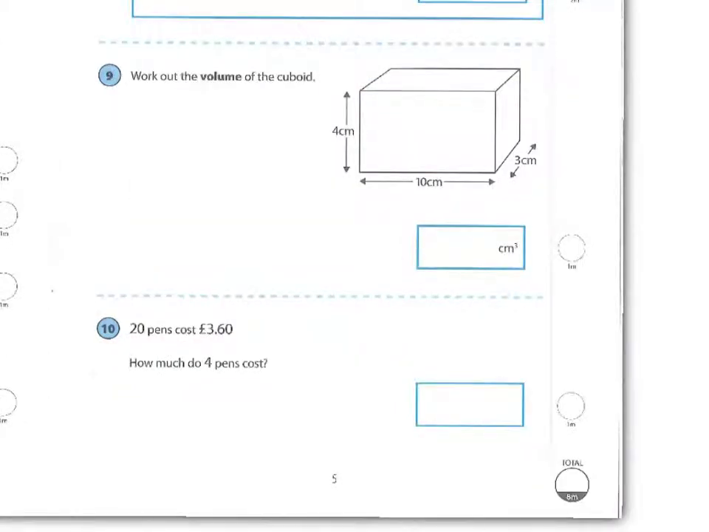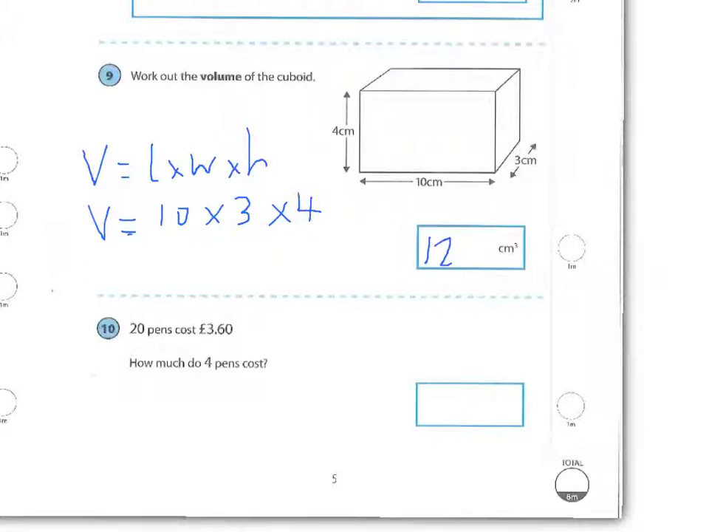Question 9. Work out the volume of this cuboid. So volume of a cuboid is worked out by using length times width times height. So what we've got here is 10 times 3 times 4. Well, 10 times 3 is 30, and 30 times 4, you do 3 4s, which is 12. Because it's 30 times 4, it's got to have a 0, 120.